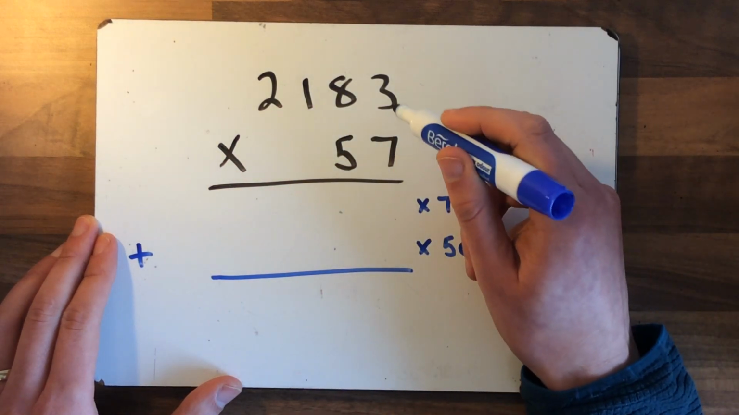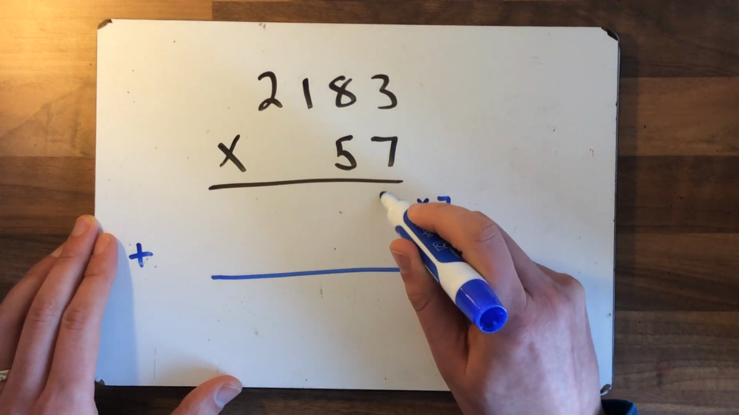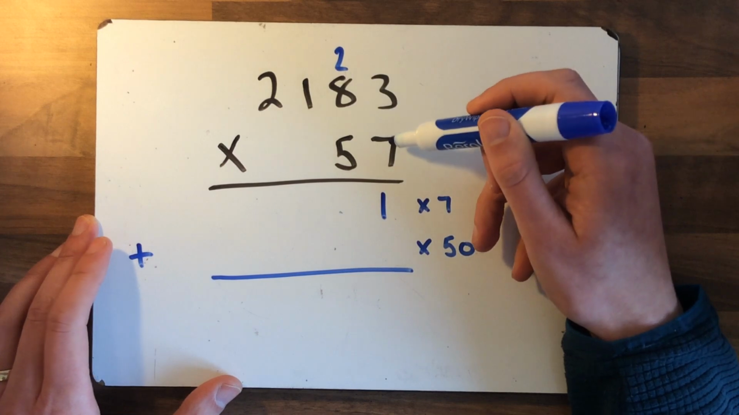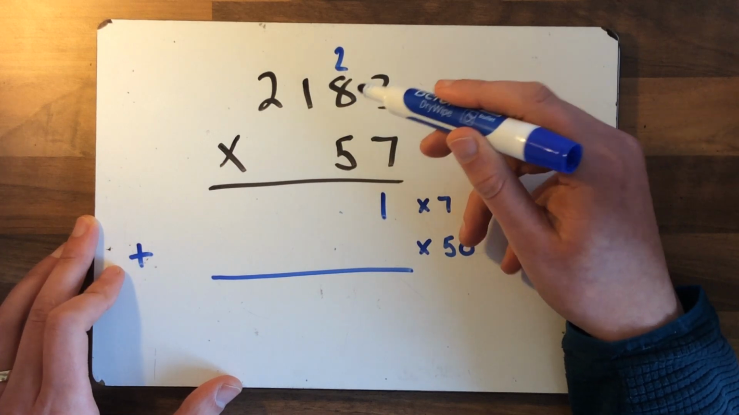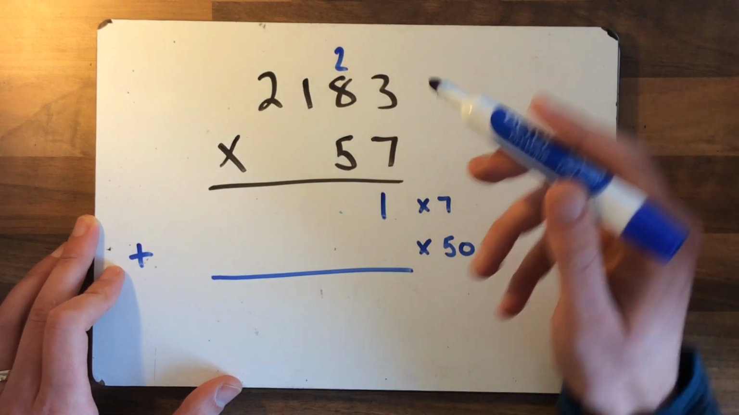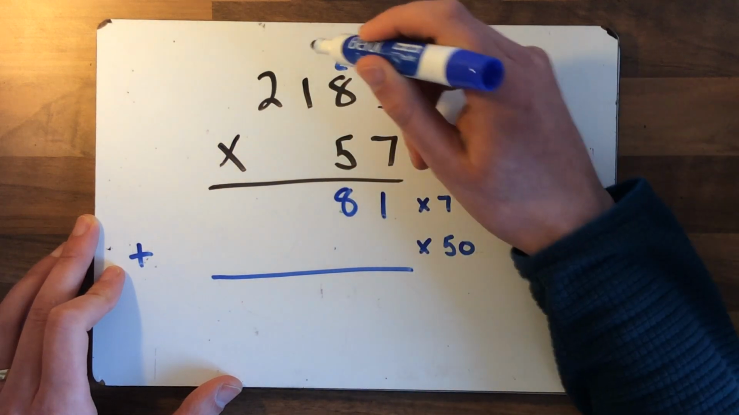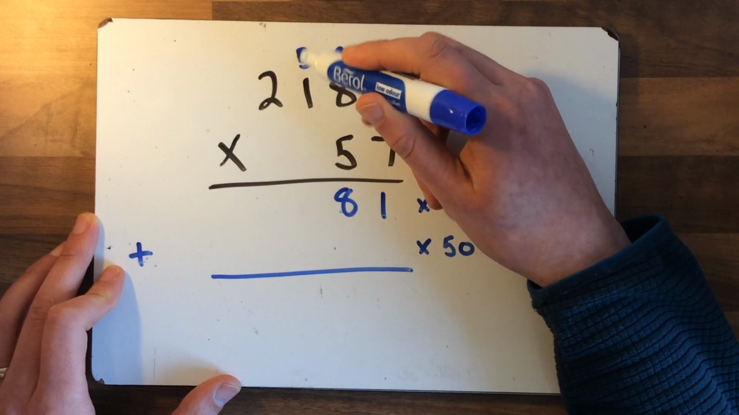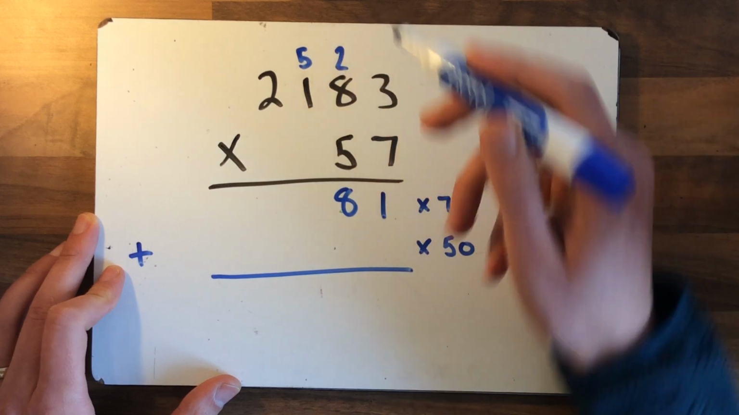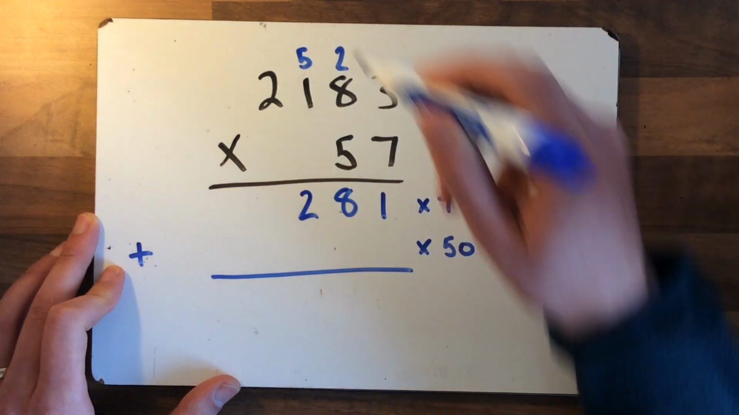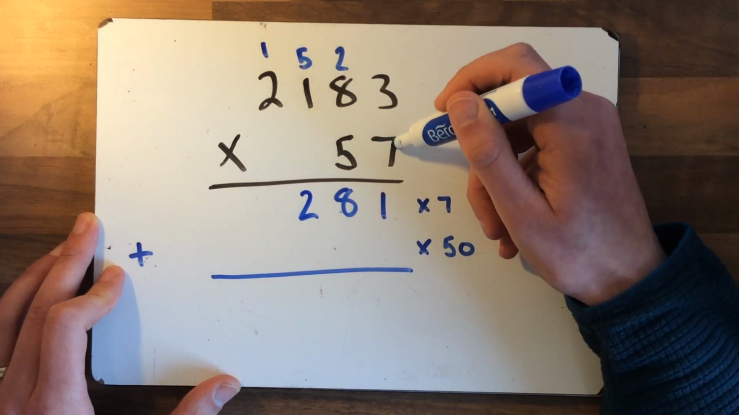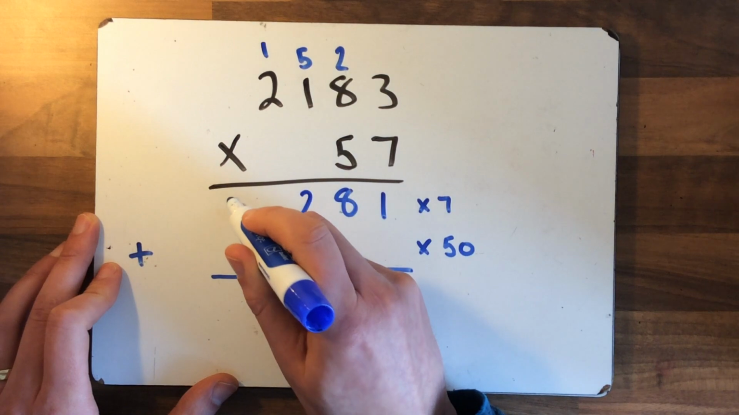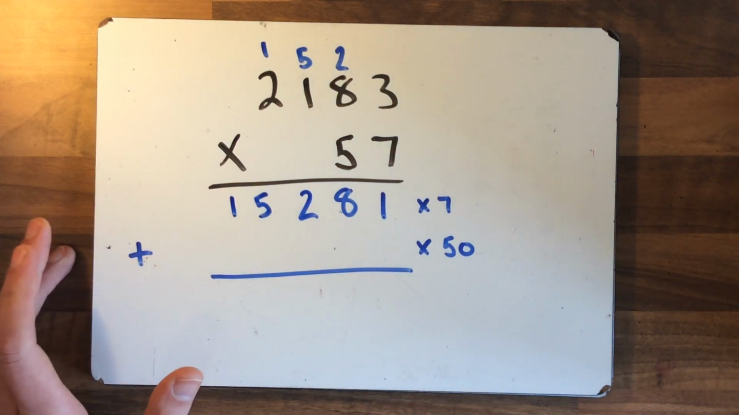So we can do 7 times 3, which is 21. The 2 goes over the next column. And then we do 7 times 8, which is 56. Add the 2 onto that is 58. Then 7 times 1 is 7. Then we add this 5 on top of that, which is 12. And then we do 7 times 2, which is 14. Add the 1 is 15.